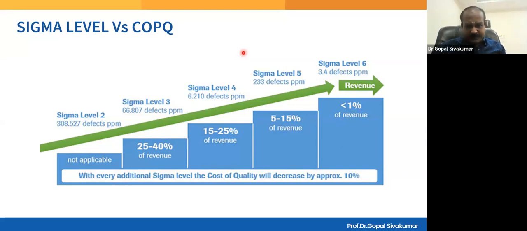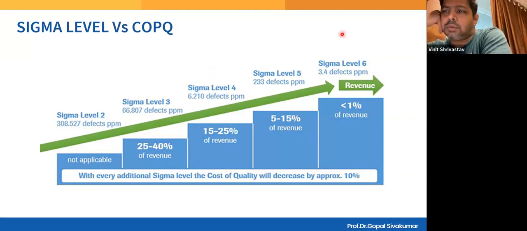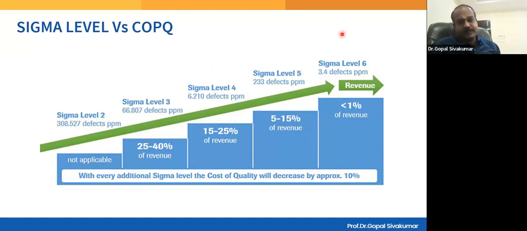So if you improve the process Sigma level one by one, Sigma level 1 to 2, 2 to 3, 3 to 4, 4 to 5, 5 to 6, it means for a particular process, particular CTQ, Sigma level is improved. How much is the cost of poor quality when the process is operating at Sigma level 3? 25 to 40% of revenue. But when the Sigma level is 6, how much is the cost of poor quality?